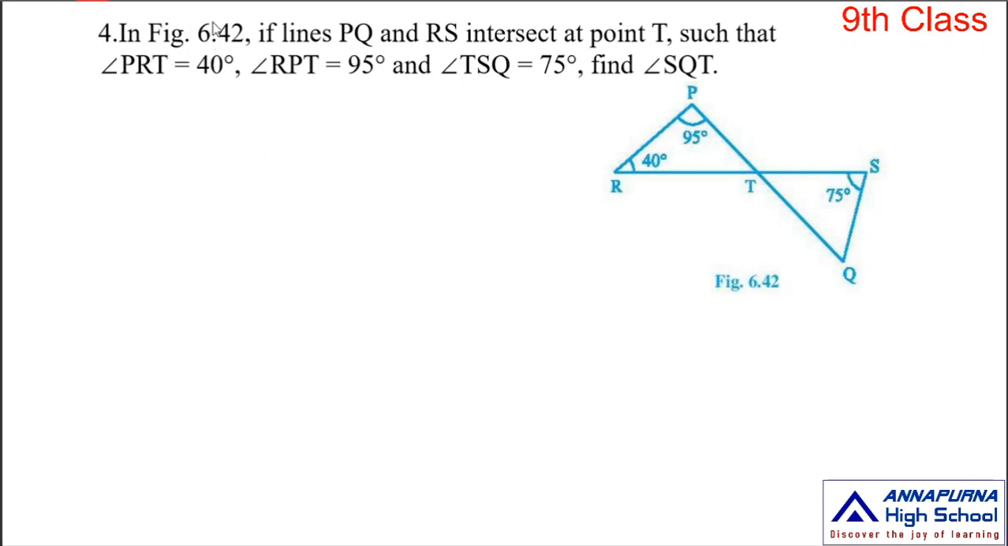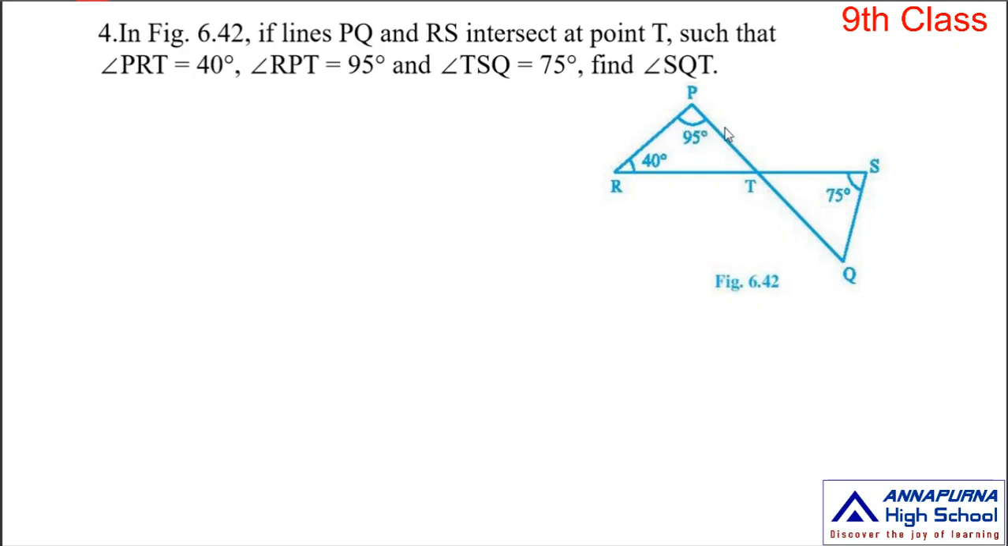In figure 6.42, the lines PQ and RS intersect at a point T such that angle PRT is equal to 40 degrees, angle RPT is equal to 95 degrees, and angle TSQ is equal to 75 degrees. We find angle SQT. See the figure.